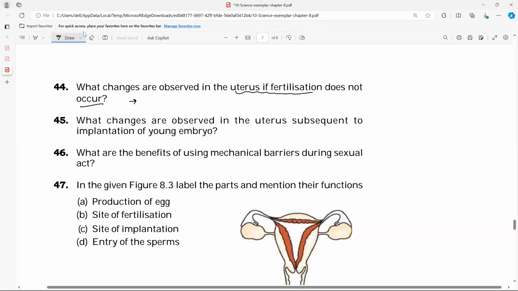Next is, what changes are observed in the uterus subsequent to implantation of young embryo? These are very important questions that you need to learn properly, the previous one also. What changes are observed? Formation of placenta, which is a physiological connection between the mother and the developing fetus, which provides nourishment to the developing fetus. Second, it helps in the exchange of respiratory gases. And the third one was, it helps in the excretion and removal of waste products. Understood?